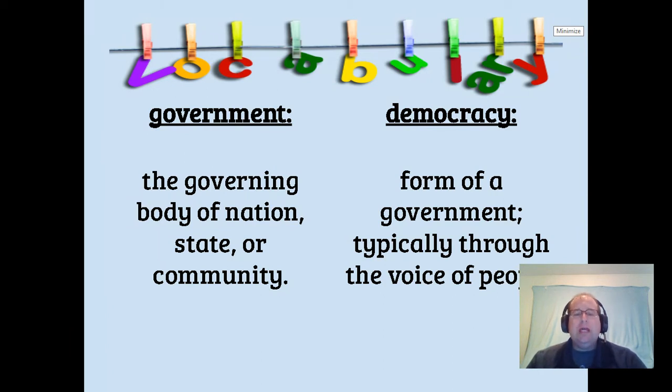Here are two key vocabulary words I want you to focus on today. Government: the governing body of a nation, state, or community. Democracy: a form of government, typically through the voice of people. Who thought that we had a voice in our government? You do, and I do. Amazing.